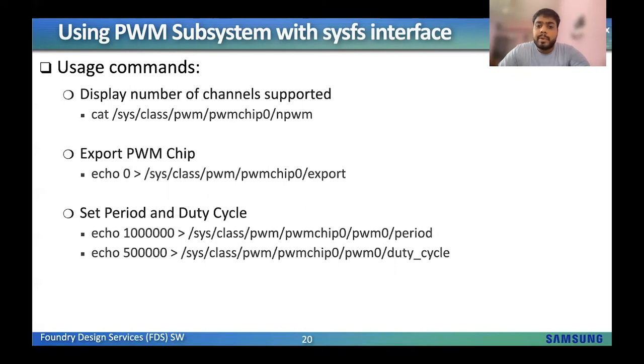Again, to export the PWM channel, we write echo 0 to the sysclass PWM, PWM chip 0 and the export property. Then once the PWM channel is exported, we will get a directory something like that. If the channel is 0, we will get a directory named PWM 0 inside PWM chip. So to set the period and duty cycle, we write the values in nanoseconds to the period and duty cycle. Also, the duty cycle value has to remain less than period, otherwise it will generate an error.